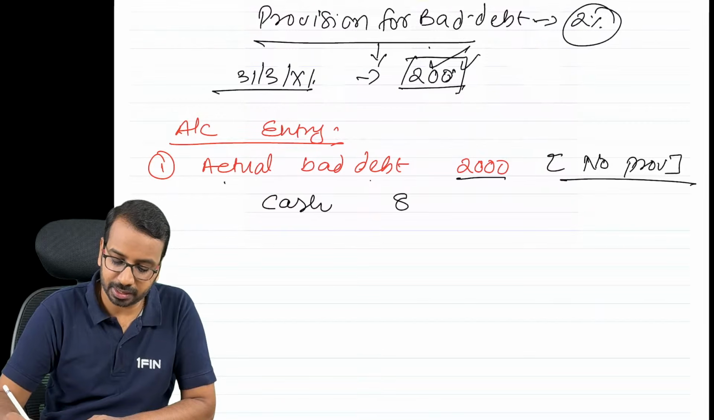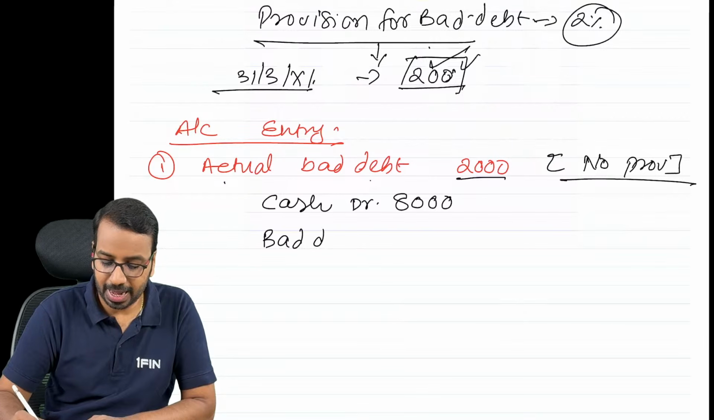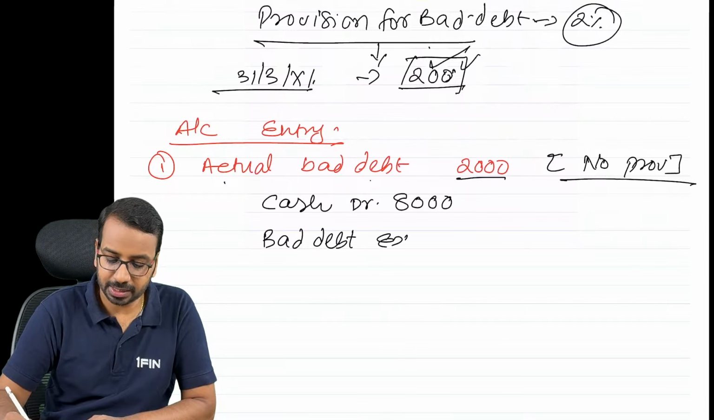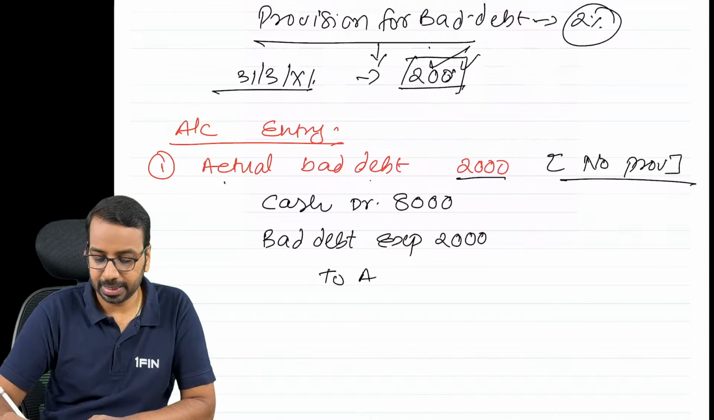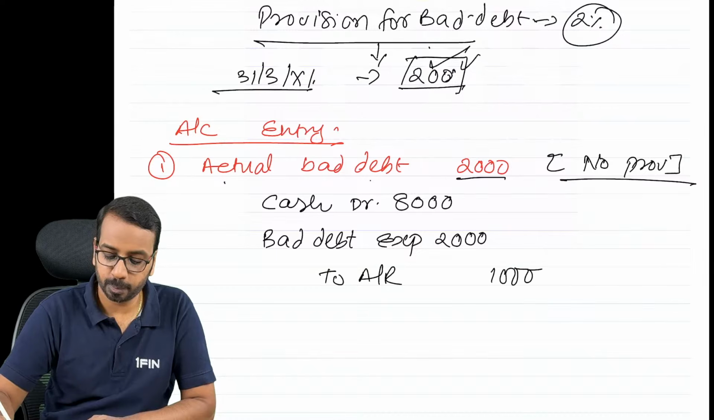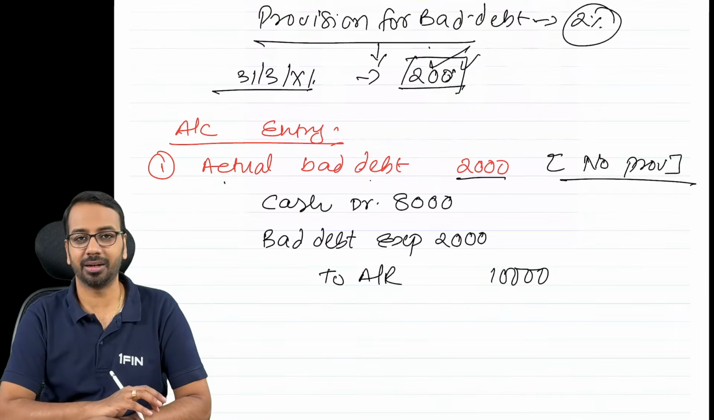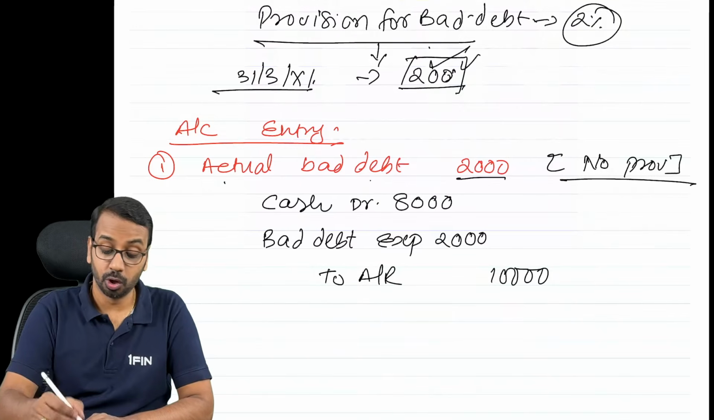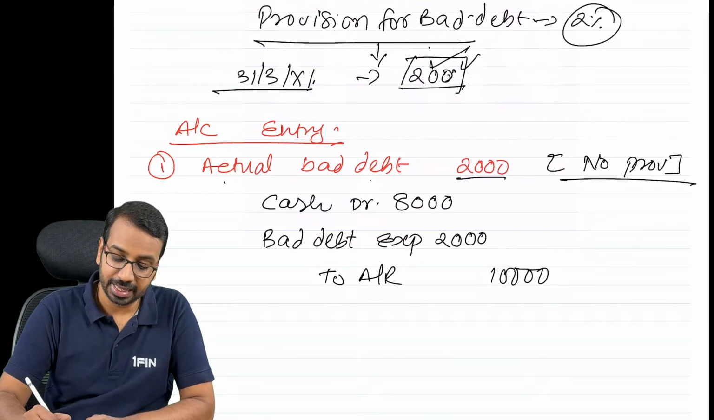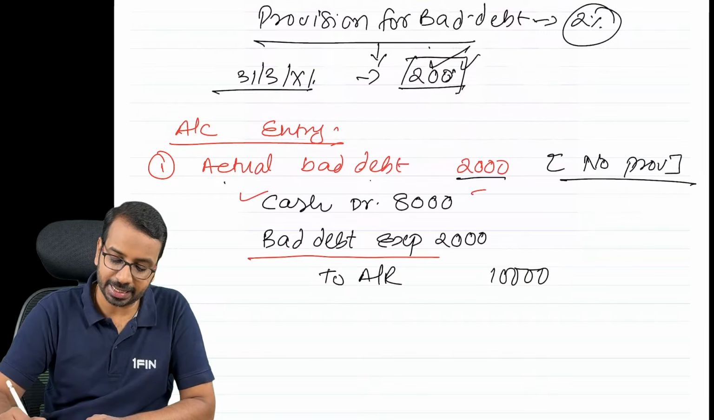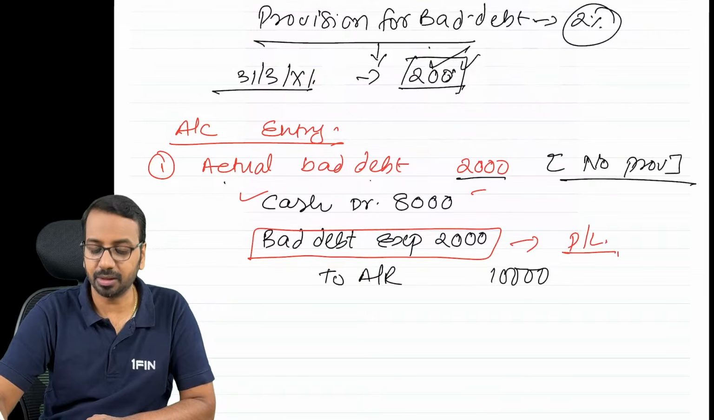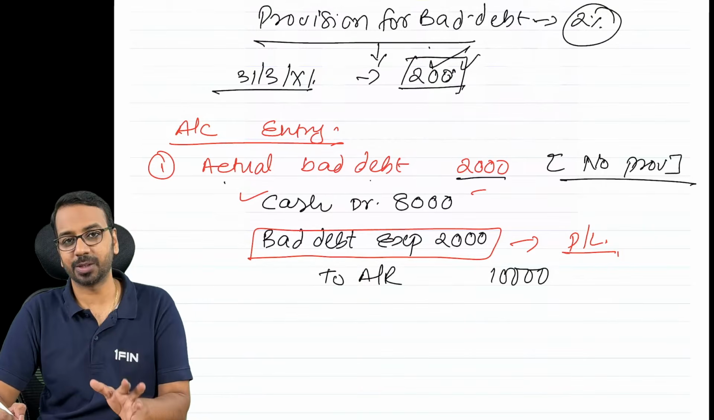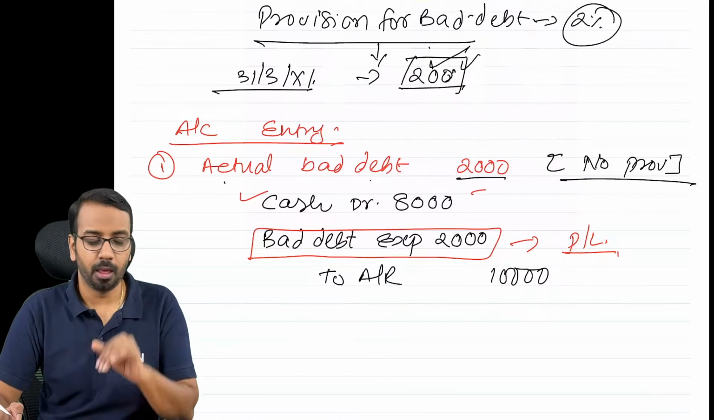cash received 8,000. So you will debit cash. Bad debt expense 2,000 to account receivable 10,000. This entry you have already done in foundation or in your 10+2 or also in your BCom. Okay. Cash account debit 8,000, bad debt expenses 2,000. Where do we take this bad debt expense? In the P&L. The bad debt expense will be debited to P&L.